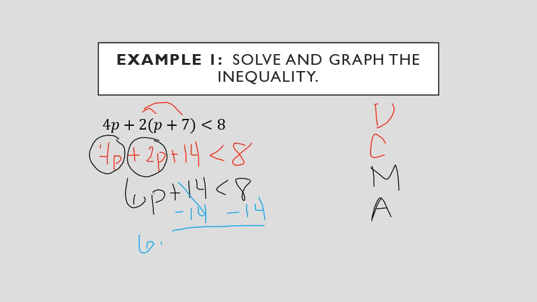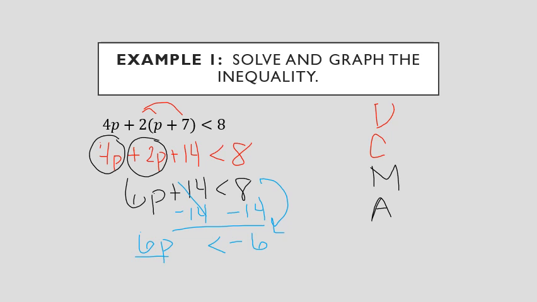So I'm left with 6p on the left is less than 8 minus 14, that's negative 6. Now notice that I went from a positive 8 to a negative 6 here when I subtracted. I don't need to change my inequality symbol here because I didn't multiply or divide. So the golden rule does not apply here. I only subtracted, so it stays the way it is.